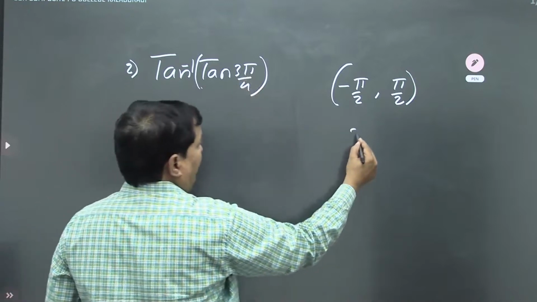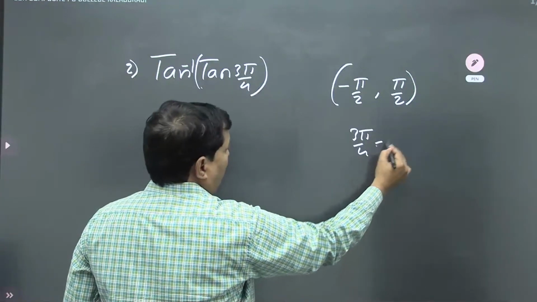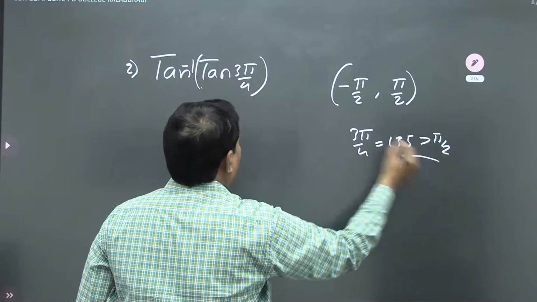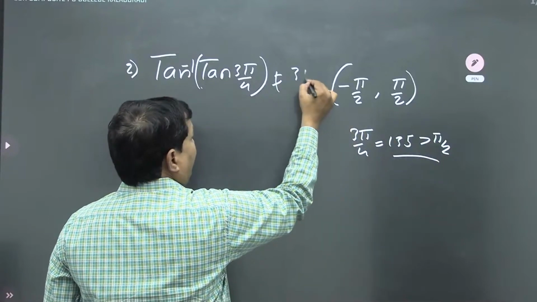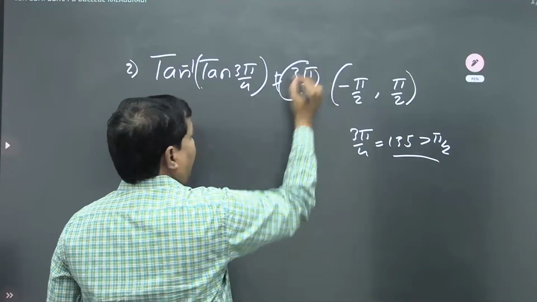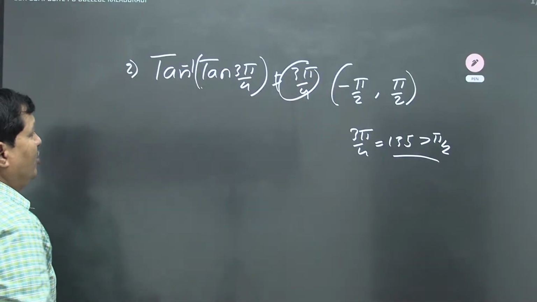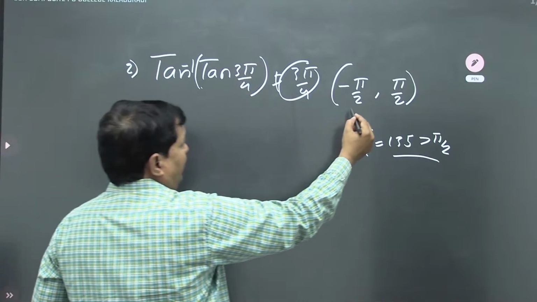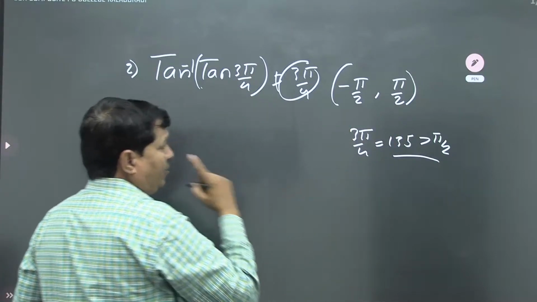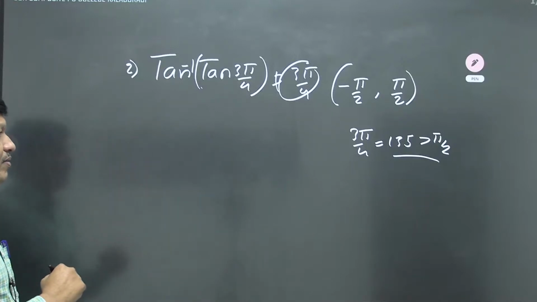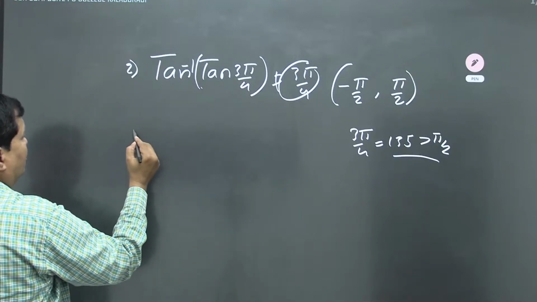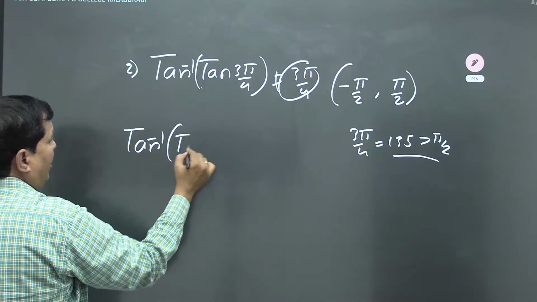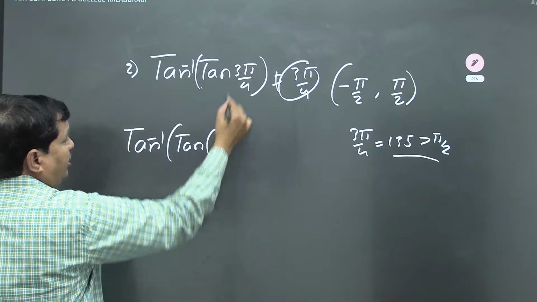Therefore, here, what about 3 pi by 4? 3 pi by 4 equals 135 degrees. It means more than pi by 2. Therefore, directly you cannot write 3 pi by 4. Therefore, again I want to convert this theta to between minus pi by 2 to plus pi by 2, again by using allied angles. Therefore, here also, tan inverse of tan of 3 pi by 4.